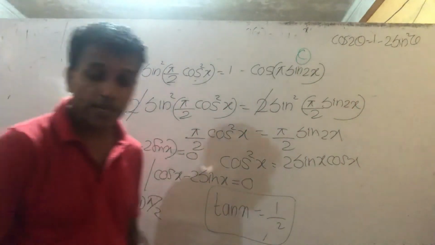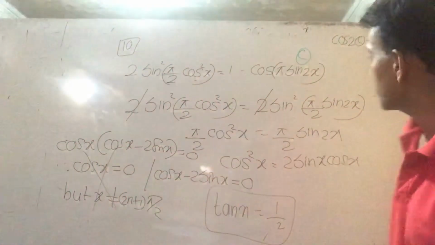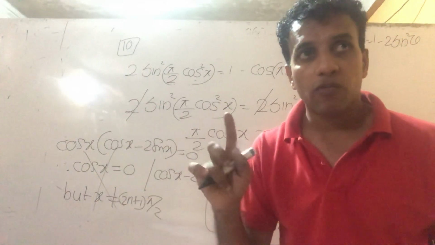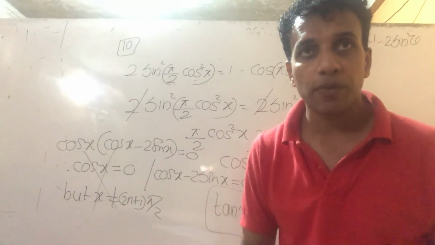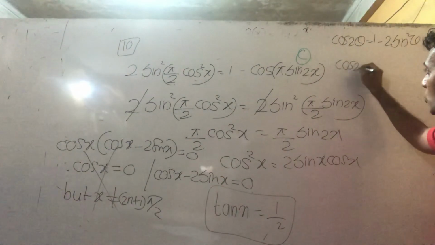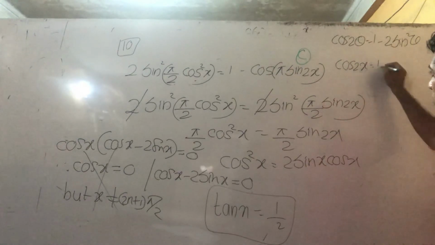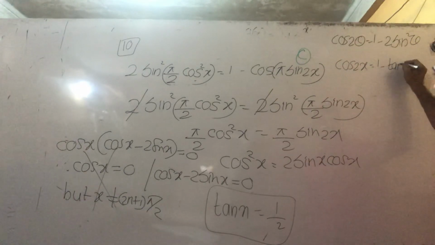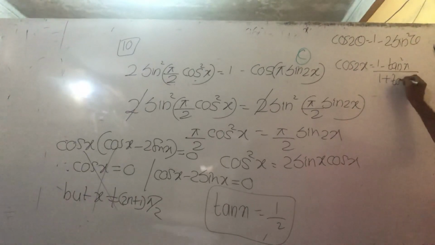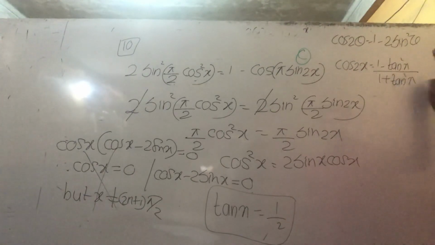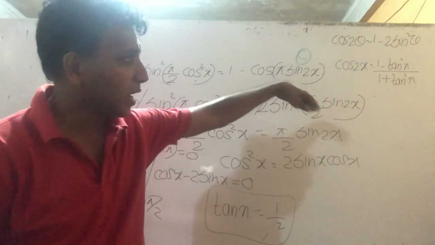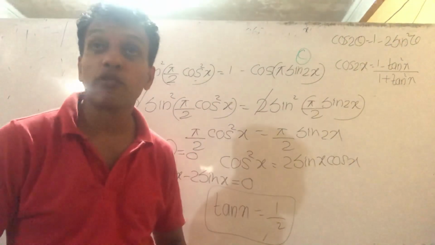So the question is to find cos 2θ, cos 2x. You know cos 2x in terms of tan: (1 − t²)/(1 + t²). Therefore, cos 2x equals (1 − tan²x)/(1 + tan²x). So put tan x as half. I hope you can simplify. The answer becomes 3 over 5.